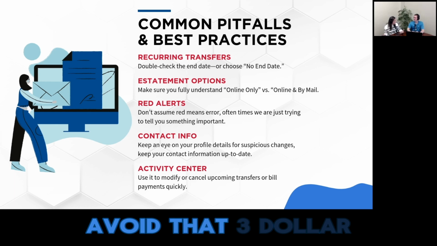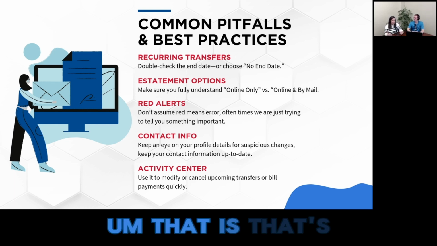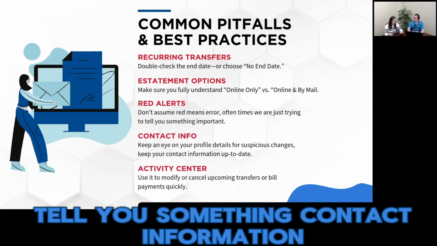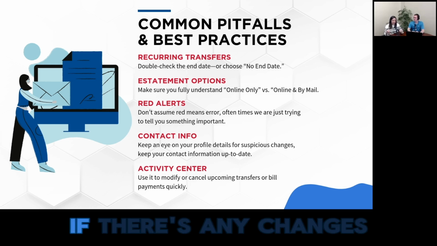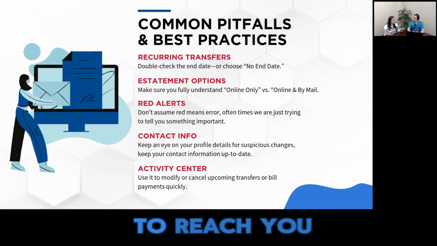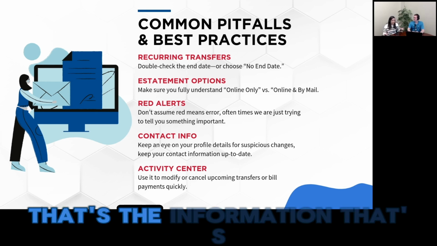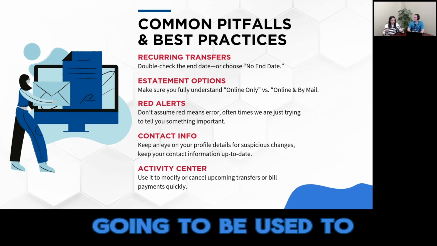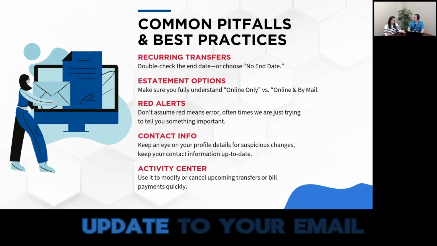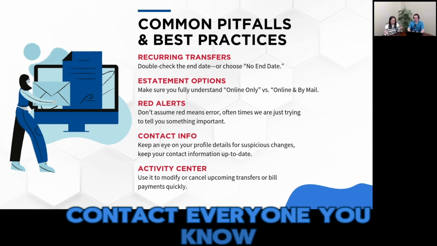E-statement options, avoid that $3 fee. Red alerts in online banking. We just want to talk to you. We just want to tell you something. Contact information, always keep that up to date. If there's any changes on your account, like we talked about, that's how we're going to reach you. If you have suspicious activity on your account, that's the information that's going to be used to contact you. So that's important with anybody. If you have an update to your email, mailing, or phone number, contact everyone.